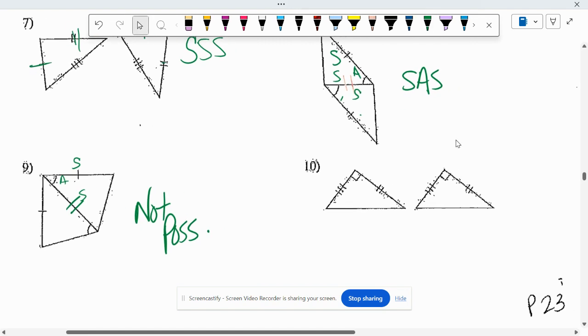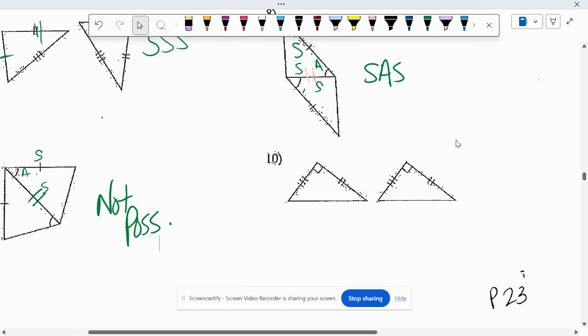Okay. What about this one? Number 10. Side, angle, side. Are you guys understanding this? Are you seeing how they're marked?